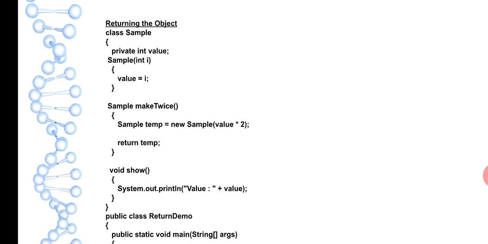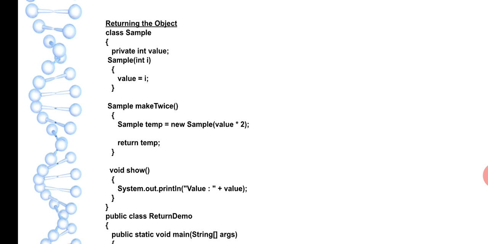You can see another example. You have one class called Sample. Inside the class you have one private member. That means the value variable can be accessed only within the Sample class itself, because it is a private member. Private members can be accessed only within the class, isn't it?